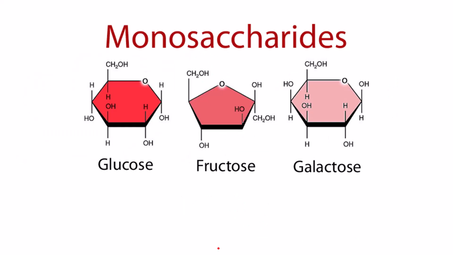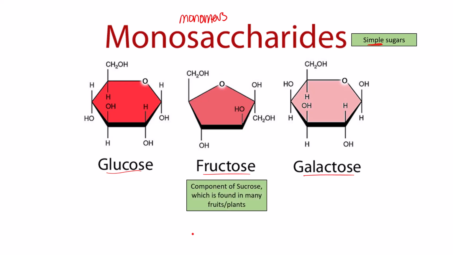Monosaccharides, these are the monomers of carbohydrates. There are 3 monosaccharides you need to be familiar with. The monosaccharides are the simplest of sugars: glucose, fructose, and galactose. Glucose is the main or most basic simple sugar that all organisms and all cells use.